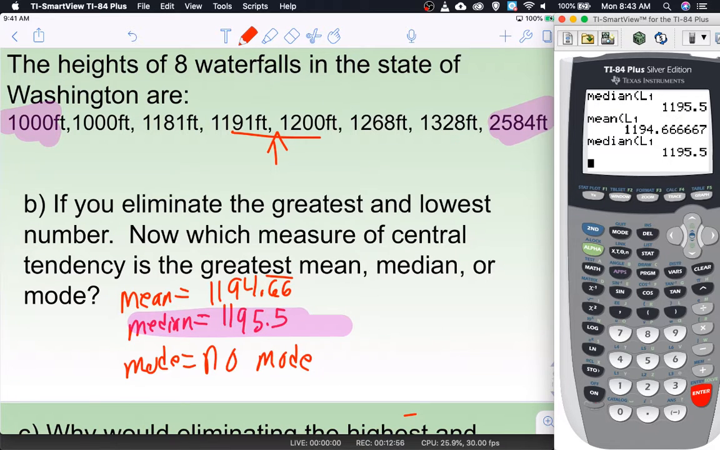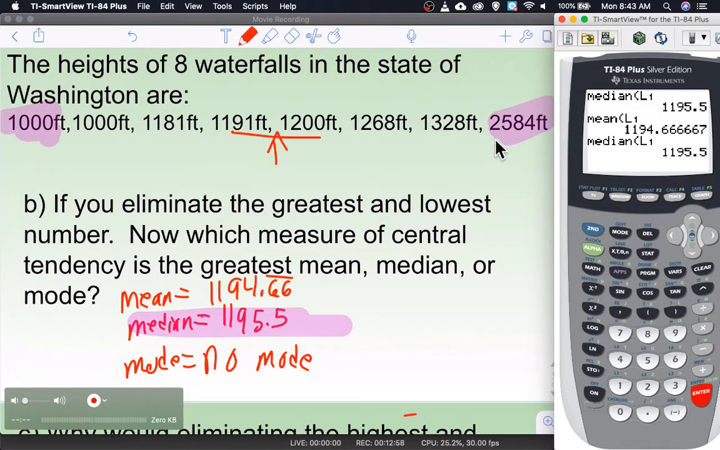Well, it's because this one here is kind of an outlier. Look at the rest of these numbers. They're between 1,000 and 1,300. Okay, so these numbers here have a range of about 325 or so. But now this one is over 1,200 numbers higher than your highest number. It is tremendously higher than the rest of them.